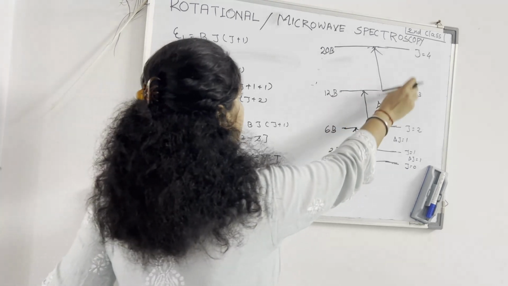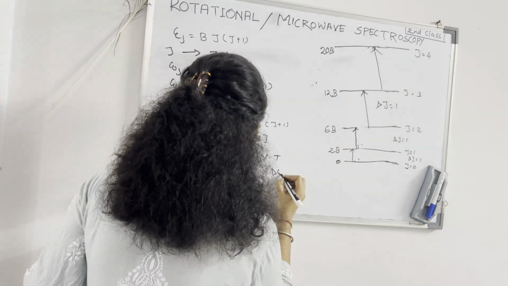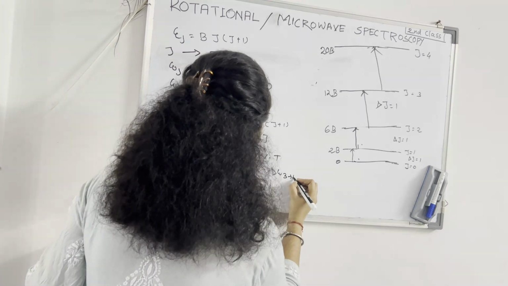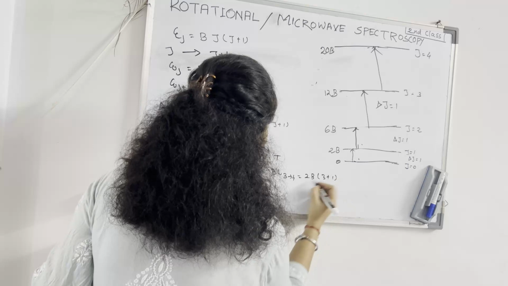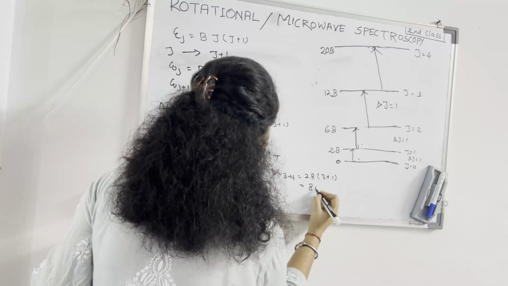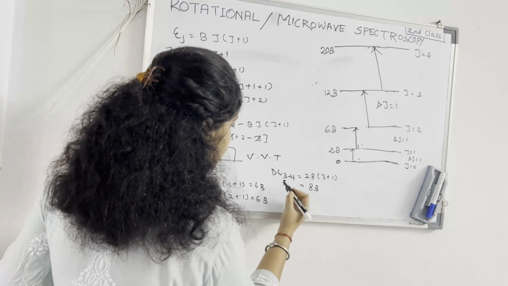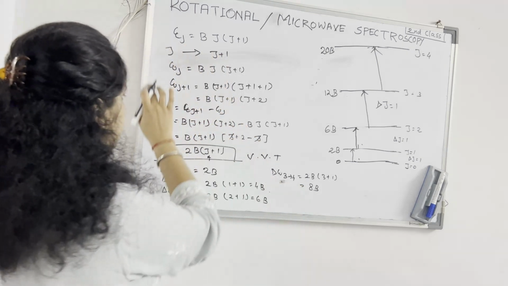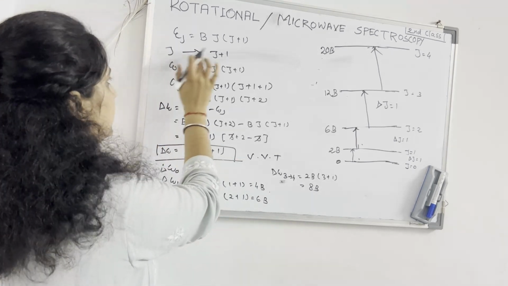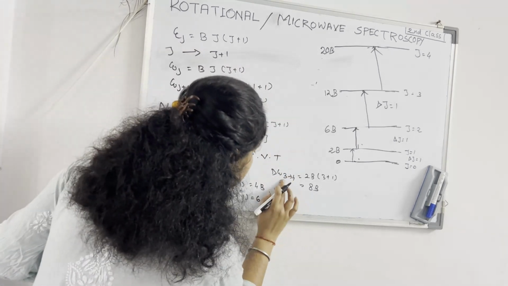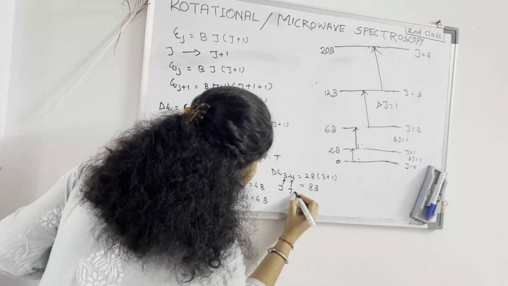And here also for 3 to 4, del E 3 to 4 is equal to 2B(3 plus 1), which is equal to 8B. So here I am putting J, the lowest J value. Actually, in the derivation of this equation, we considered J to J plus 1. So here J is the lowest value. This is J and this is J plus 1.